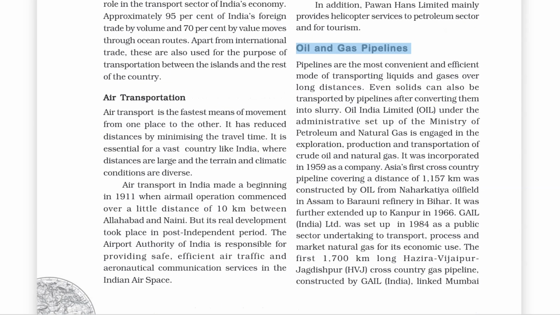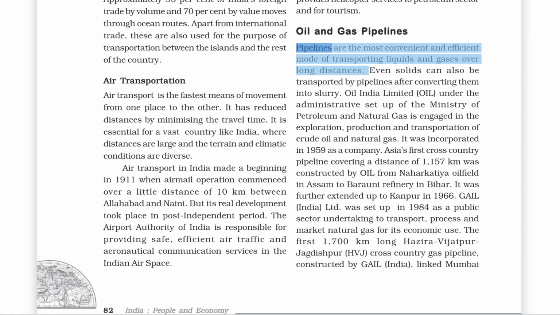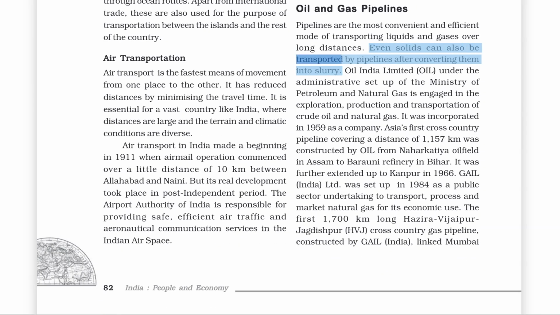Oil and gas pipelines. Pipelines are the most convenient and efficient mode of transporting liquids and gases over long distances. Even solids can also be transported by pipelines after converting them into slurry.